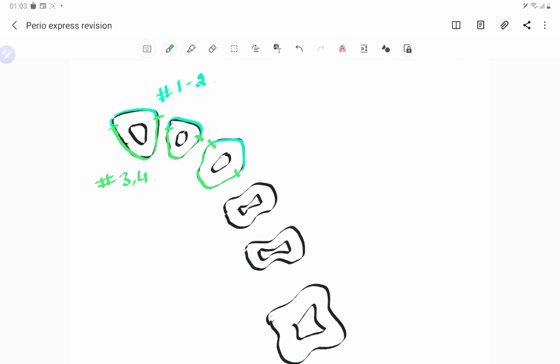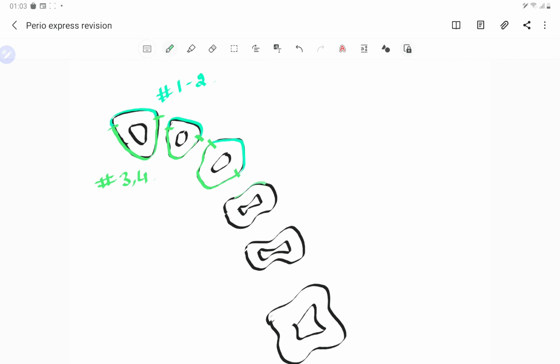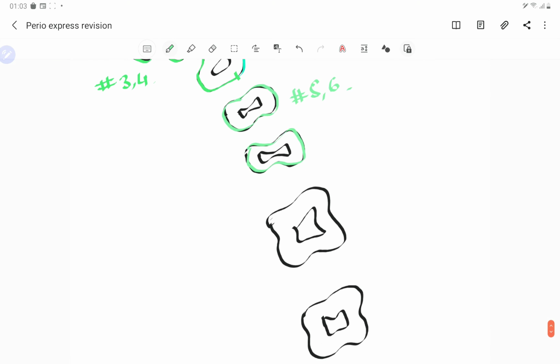Now talking about 5, 6. You remember 5, 6 is for anterior plus premolars. So I'm just going to make 5 and 6 over here. So 5 and 6 for the premolars. Now guys, talking about the posterior surface.